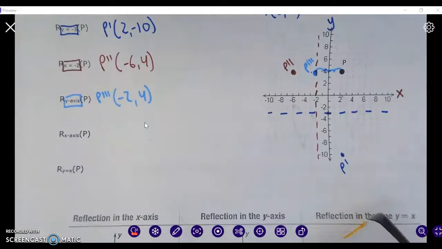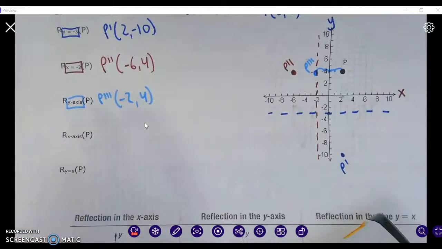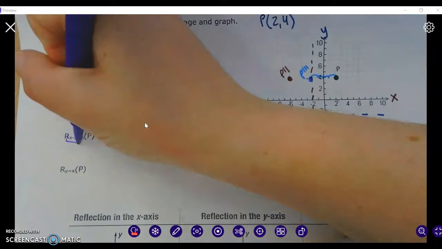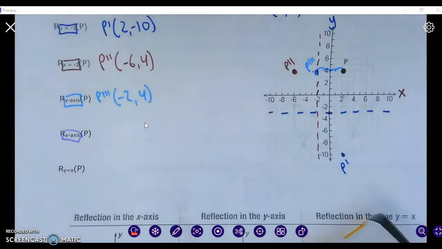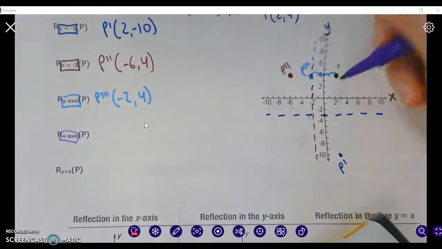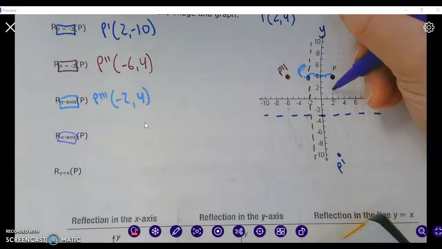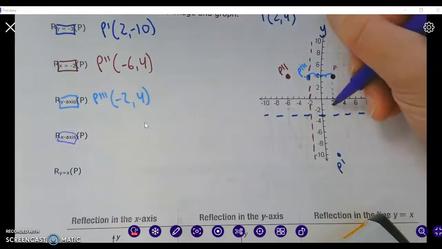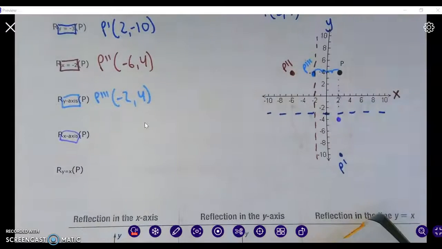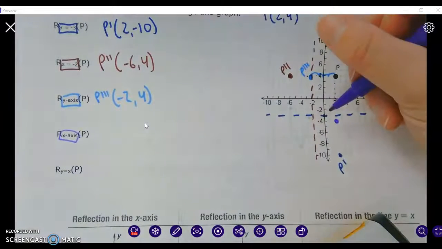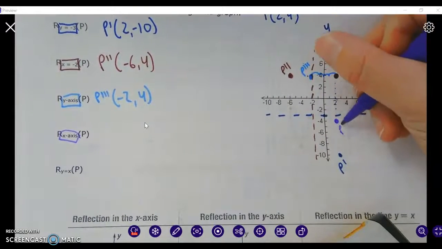Okay. The next one is the x-axis. Does everyone see where I found the x-axis? Okay, but it tells you that right here. The x-axis is right here. So I don't really need to sketch that because it's already there. So I'm going to count from the x-axis to my point. 1, 2, 3, 4. So this will be P quad prime.